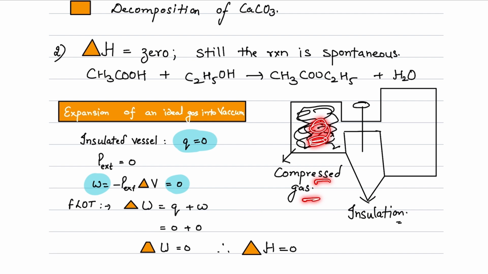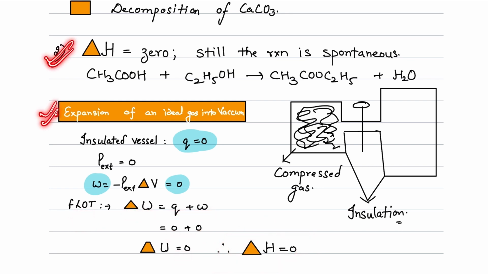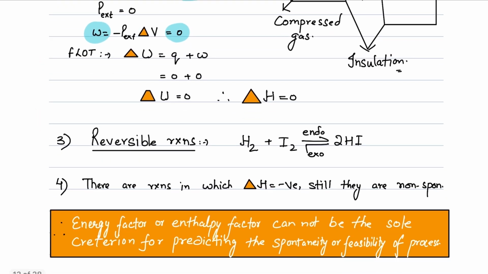Now let us consider a compressed gas and we have an insulation provided. So in the case of an insulated vessel, Q will be equal to 0 and P external is equal to 0. So we know that W is equal to negative of P external into delta V, that comes out to be equal to 0. So according to the first law of thermodynamics, delta U is equal to Q plus W. Q is 0, W is 0, so delta U will be 0 as well as delta H is also equal to 0, but still the process is spontaneous in nature.